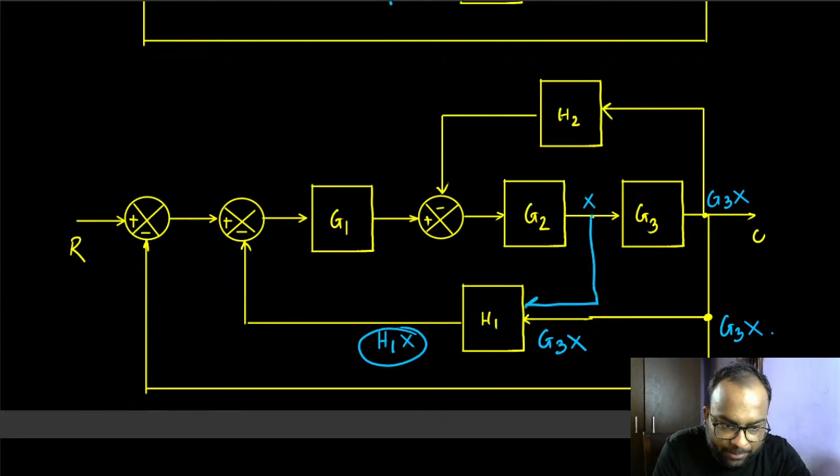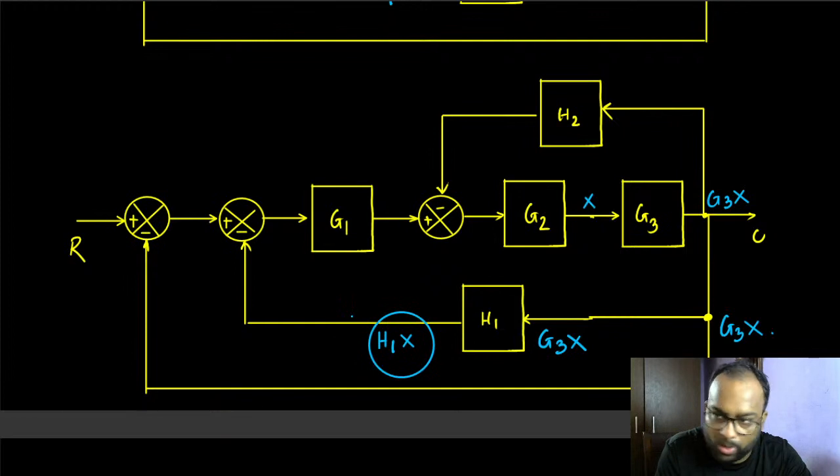Previously, it was having the input X. Now, I have changed its input. But I want to keep the relationship intact. I want to keep this as the output, so I want this to be the output no matter what, even if G3X is the input.